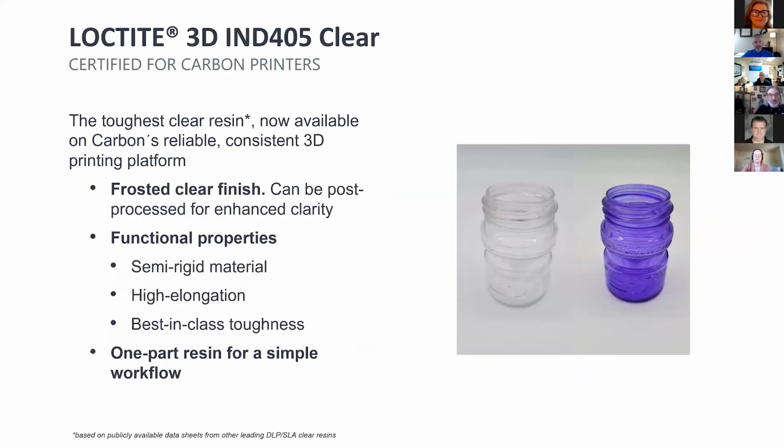As a nice overview, it comes off the machine frosted like any other additive material. It's great for functional properties, semi-rigid materials, high elongation, and it really has a best-in-class toughness. This material only sits a couple specs down from our ABS engineering material, and it's a one-part resin, so it's really, really, really easy to work with.